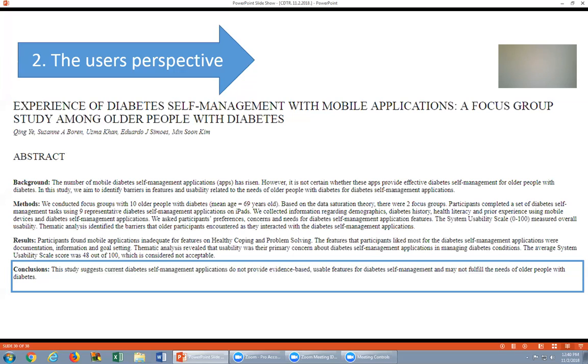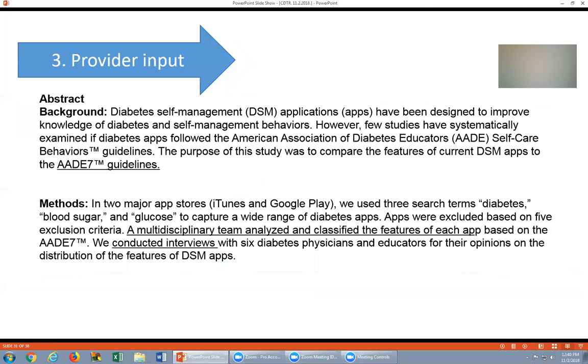And what we found from this focus group of people with diabetes is that all the current self-management apps that we have do not really provide evidence-based usable features for diabetes self-management, and they actually may not fulfill the needs for people that are older and have diabetes. Then the next step was, what about the providers?